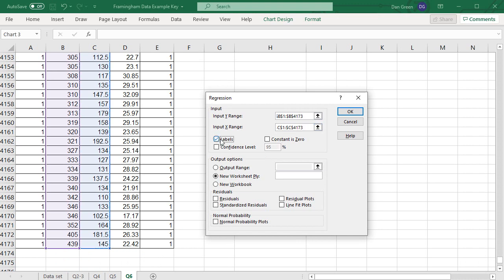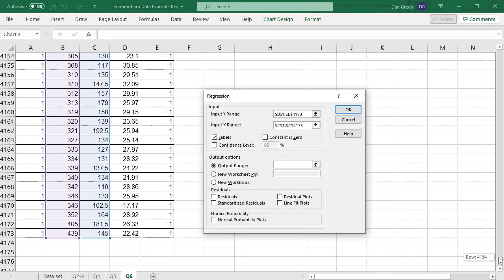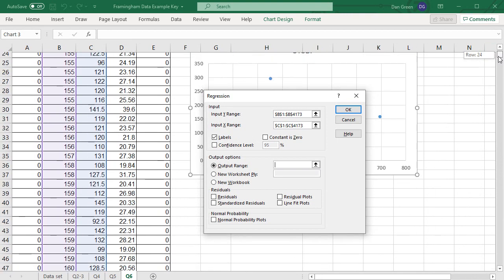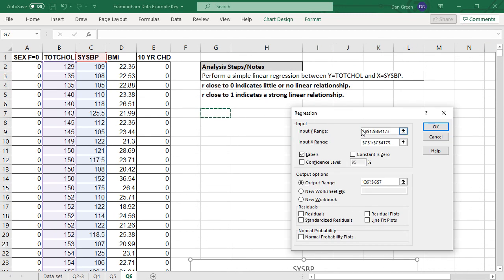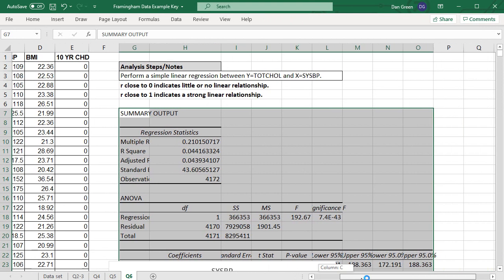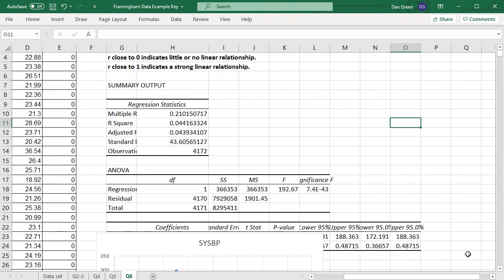We're going to click the labels because we did include the labels as the first entry here. And we're going to select an output range. So click on Output Range, put your cursor inside the dialog box, and let's just pick a convenient place for the upper left-hand corner of our table. So maybe right there, and press OK. So here's our output. We want to now interpret this.